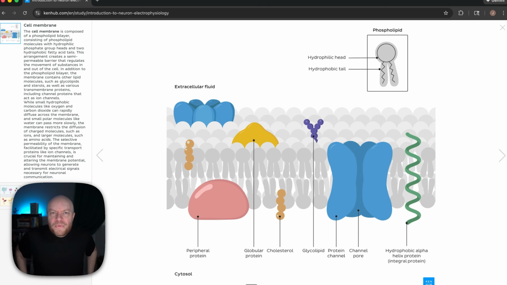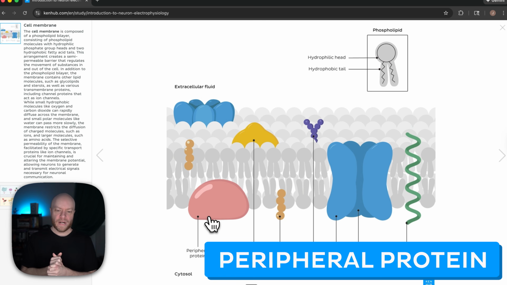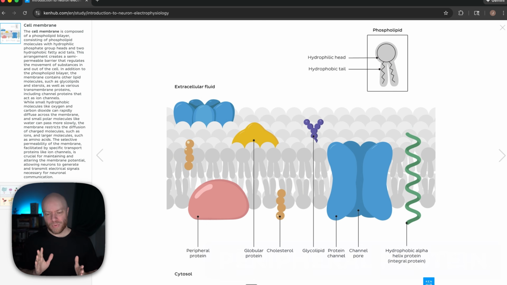It's perfect. It's awesome. Absolutely great. But there's other things going on in this cell membrane. The first thing I want to bring your attention to is this peripheral protein here. Now there's many different types of peripheral protein. Again, what we're doing in this image is trying to simplify things as much as we can into groups so that you can better understand what they're going to be doing.